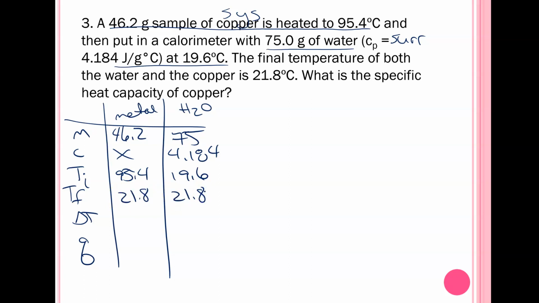So if you think about it, it makes sense. You're taking a hot piece of metal, you're putting it in some cold water. The water temperature is going to go up. The temperature of the copper is going to go down a lot. Metals generally have very low specific heats. They don't store heat very well.